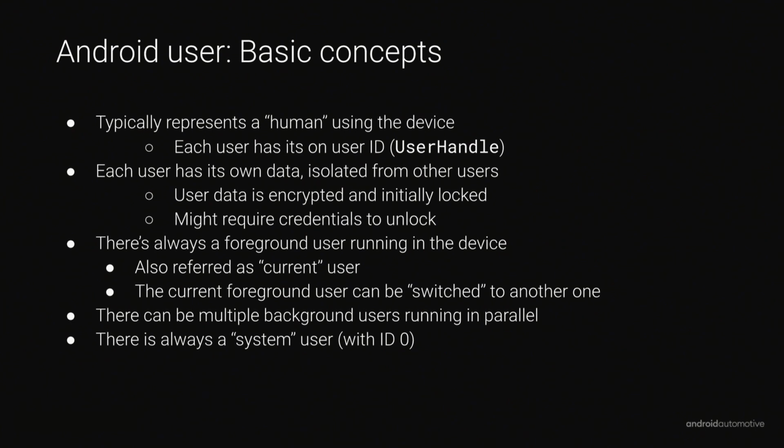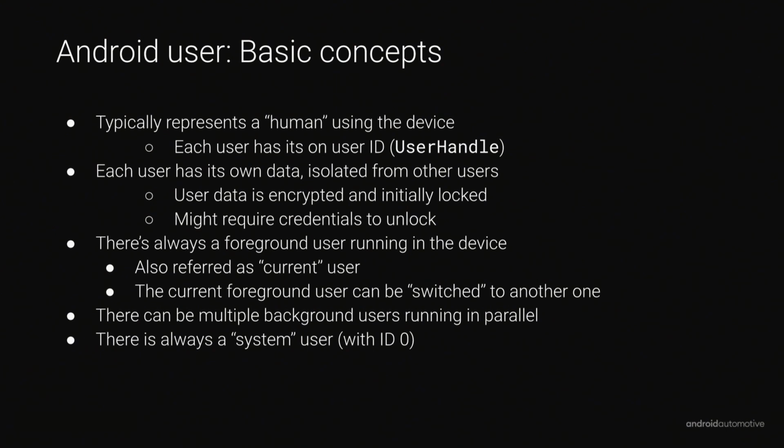These users have some characteristics. They have a unique user ID in the system, and each user has its own user data, which is encrypted on the disk and isolated from other users. That data has to be decrypted before it can be used by the system, and typically the user might set up a credential like a PIN or password. When the data is protected by a credential, the human user has to type those credentials on screen so the data can be unlocked and then used by the system.